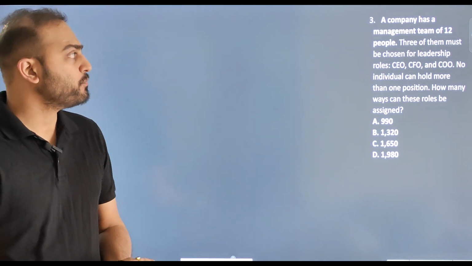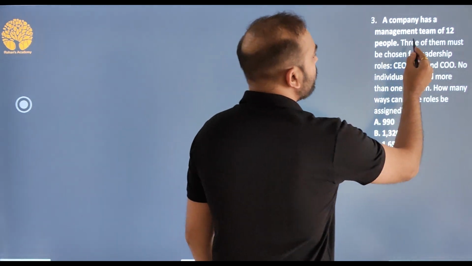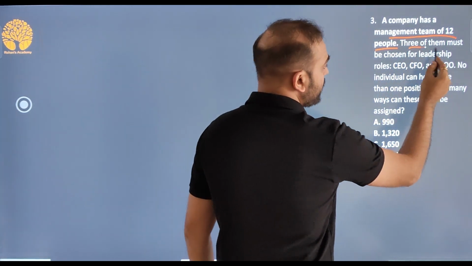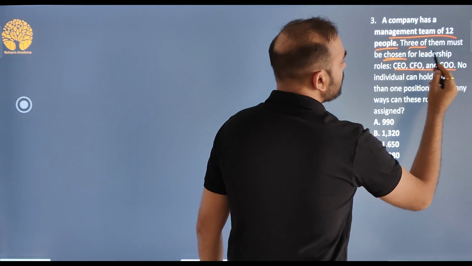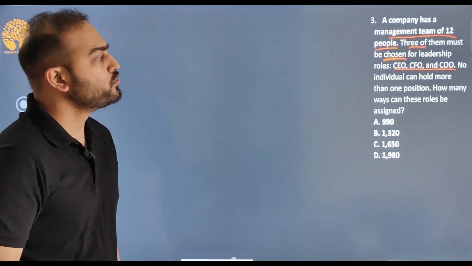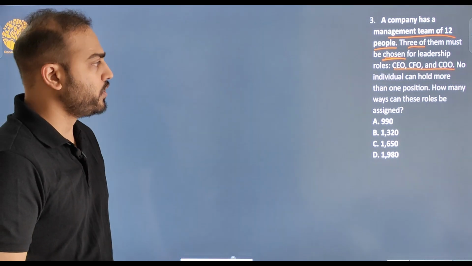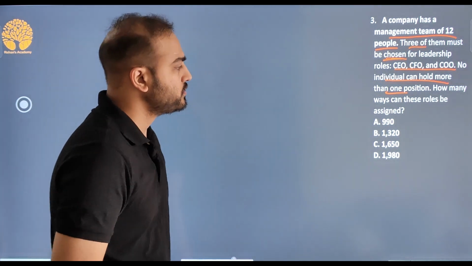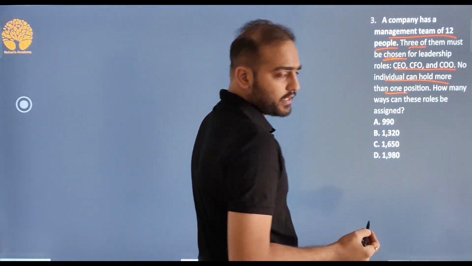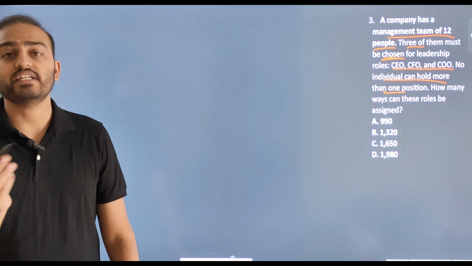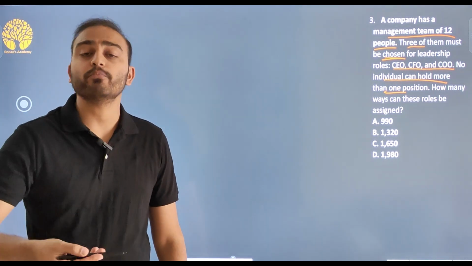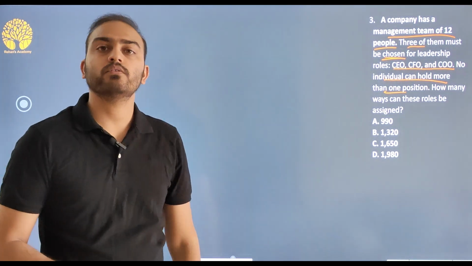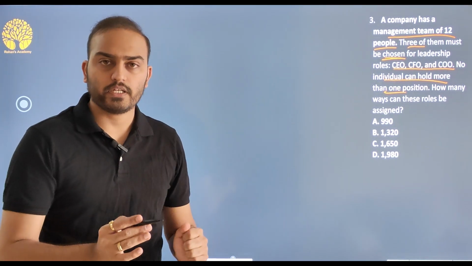Alright, moving on to the next one. We have a company which has a management team of 12 people. Out of those, we have to choose a CEO, CFO and COO. Again, the question says nobody can hold more than one position. How many ways can the roles be assigned? Again, don't just directly jump to permutation. Think why permutation is applicable. Clearly, the question says repetition not allowed, so it's either permutation or combination.